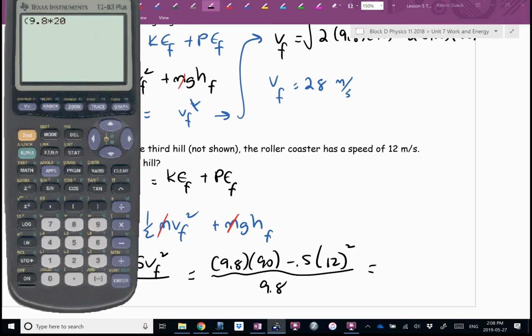9.8 times 20 minus 0.5 times 12 squared. Close off the top, divided by 9.8 times 90. Why did I write times 20? Because I can't read my own writing, apparently. I read that as a 2. Thank you.